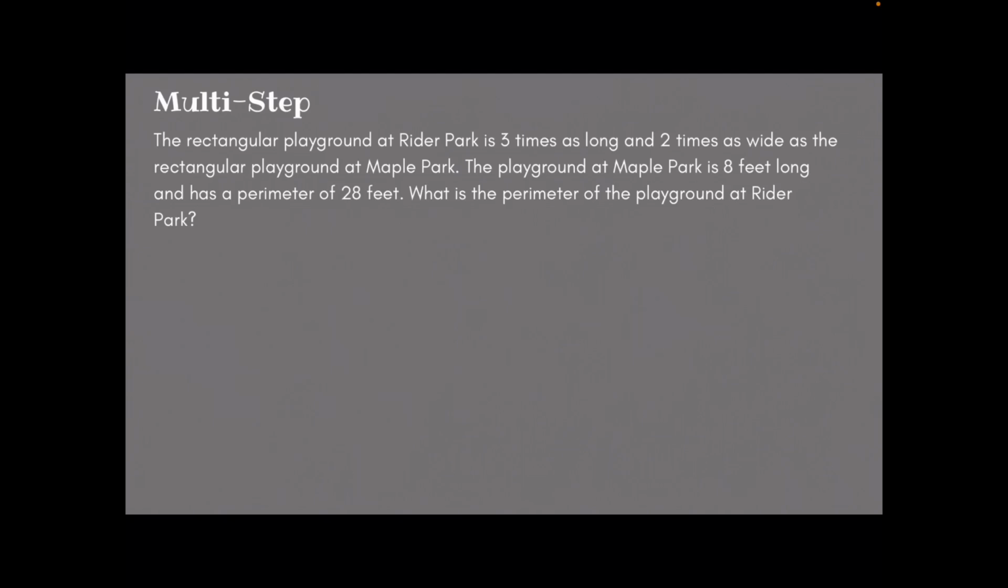The rectangular playground at Ryder Park is 3 times as long and 2 times as wide as the rectangular playground at Maple Park. The playground at Maple Park is 8 feet long and has a perimeter of 28 feet. What is the perimeter of the playground at Ryder Park?